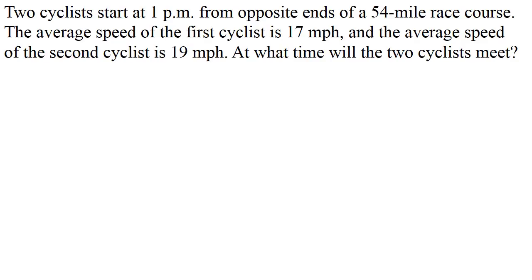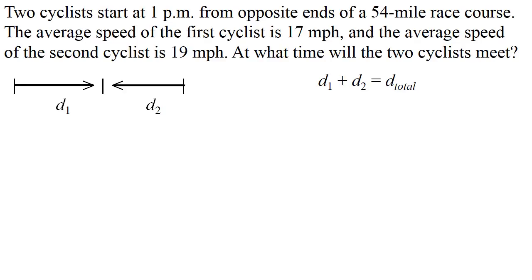So we know how fast each one is going. We know how far apart they started. We don't know how long they're traveling. We don't know their times. The first thing we want to do is figure out what kind of relationship we're looking at here. This is one where we're starting apart and we're going to move towards each other. So we're going to add the distances to get some total distance.